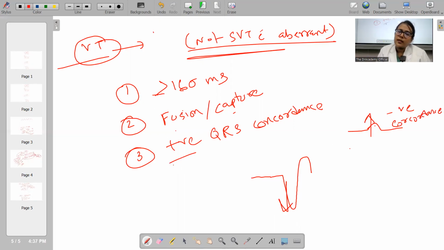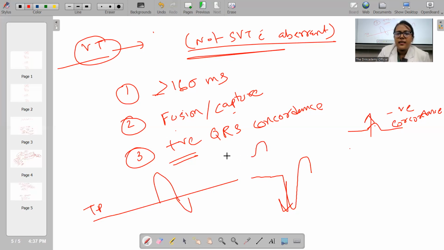So basically, what exactly is positive concordance? Look at the rhythm strip, find the TP segment or the baseline, then measure whether the height of the R wave is more or whether the height of the S wave is more. Positive QRS concordance is when the T wave is in the same direction as the most heighted amplitude. That's known as positive concordance, okay? I hope this was easy to grasp.